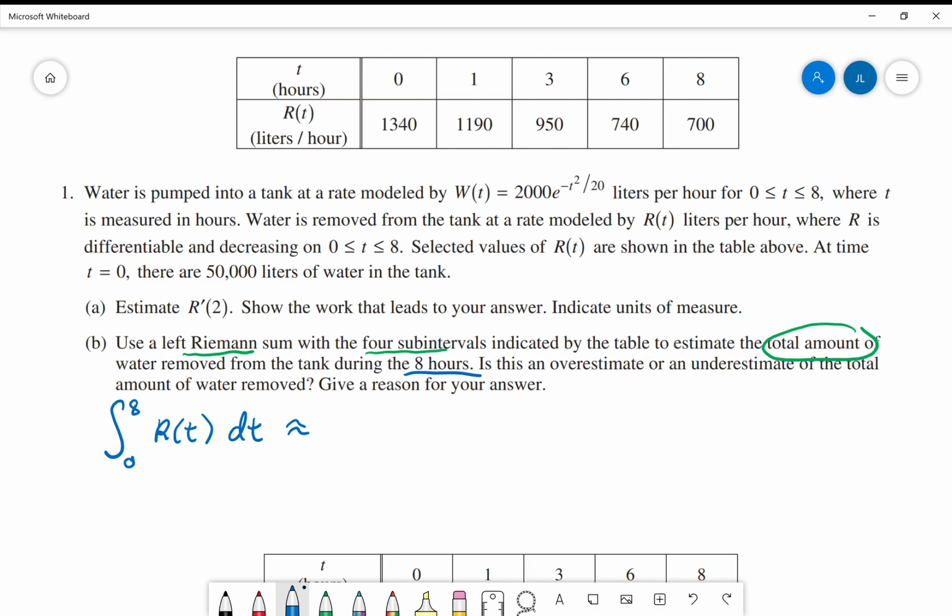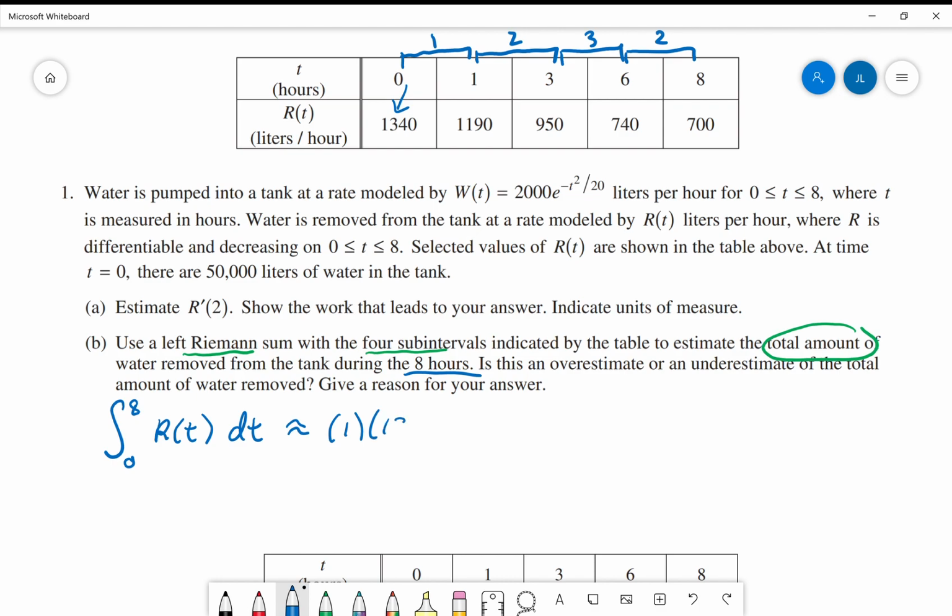So start with this setup, and we're going to estimate it by using a left Riemann sum. Think rectangles. What I like to do is actually go to the table and find the differences between the T values. So the difference between 0 and 1 is 1, between 1 and 3 is 2, and between 3 and 6 is 3, and so on and so forth. Now, these are going to be the widths of your rectangles. So you want to take each width, starting with the first one, and multiply it to the leftmost height. Now, the height of your rectangles are going to be the R of T values.